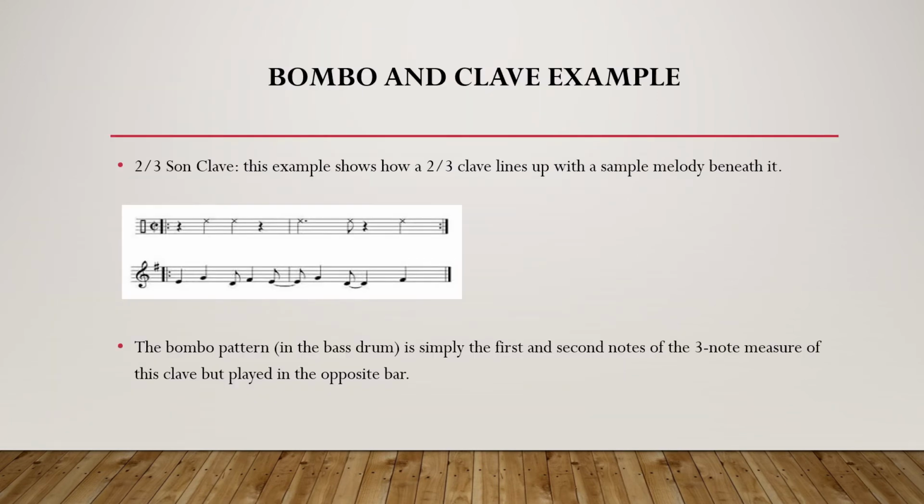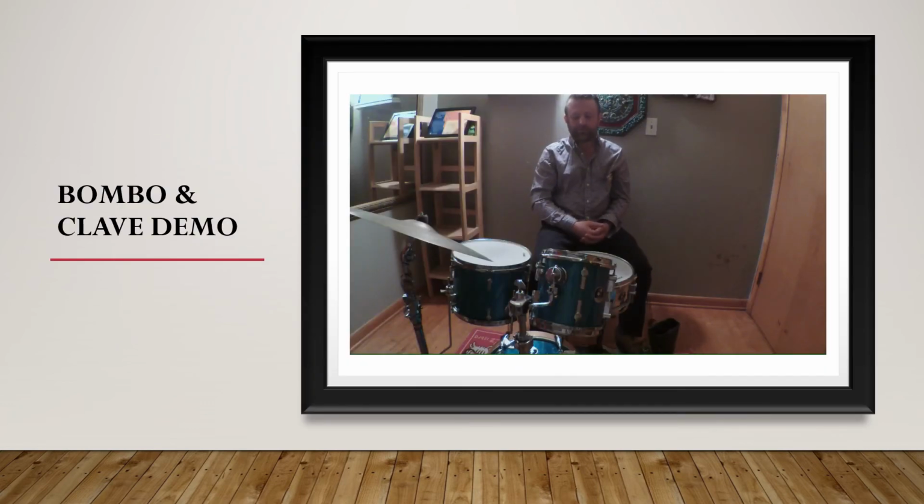Here's a visual example of the 2/3 son clave, and I like this example because it shows how the decision was made for this particular 2/3 son clave because it lines up nicely with the sample melody beneath it. The bomba pattern, which is played in the bass drum here, is simply the first and second notes of the 3-note side of this clave, but it's played in the 2-note measure, the opposite bar. Here's what the feet sound like together.